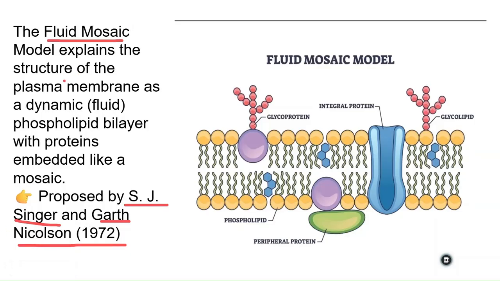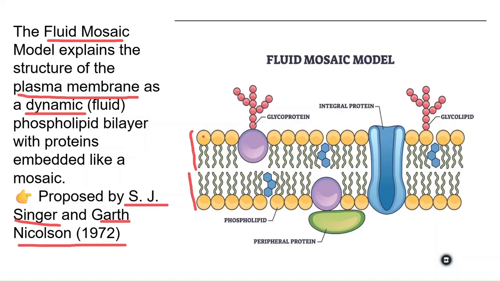Now the fluid mosaic model tells us about the structure of the plasma membrane, and they call it a dynamic membrane. Now the question arises, what do we mean by dynamic? Dynamic in the sense, children, it is neither too fluid like water nor too stiff or rigid. It is in between. And it is made up of a phospholipid bilayer. So here you can see there are two layers, layer 1 and 2. So this is the phospholipid bilayer.